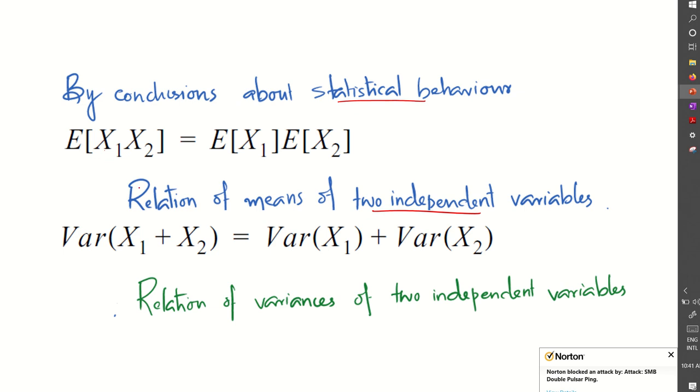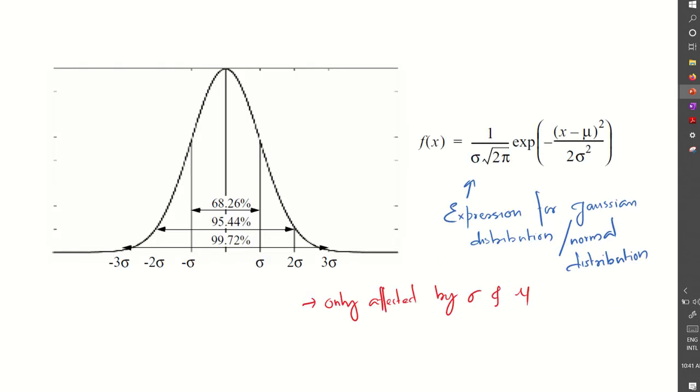Then we need some conclusions about statistical behavior for two independent variables, x1 and x2. If you take the mean, E of x1 into x2, then it will be equal to E of x1 into E of x2. Similarly, for two independent variables, variance of x1 plus x2 will be equal to variance of x1 plus variance of x2. Now, for every error model, we can express it as a Gaussian distribution.